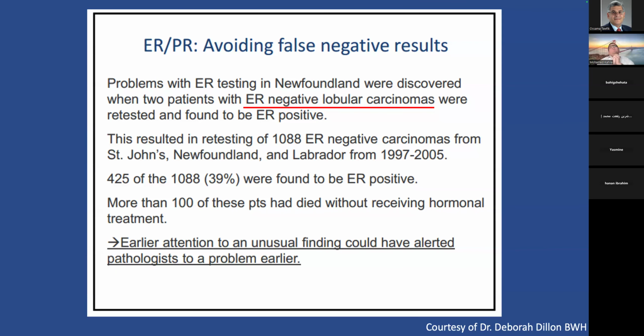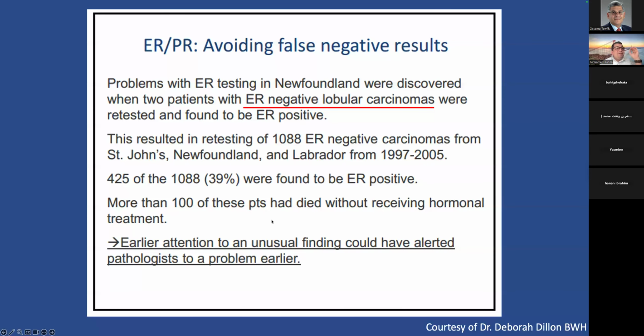So now we're going to talk about a very important point. We know that lobular, the low or moderately differentiated, by default should be ER positive. So there was a problem in Newfoundland and Labrador in Canada when two patients had ER negative lobular carcinoma, and they got retested and it came back as ER positive. And because of that result, they went and retested 1088 ER negative carcinomas between 1997 and 2005. And it turned out that 425 patients were found to be ER positive.